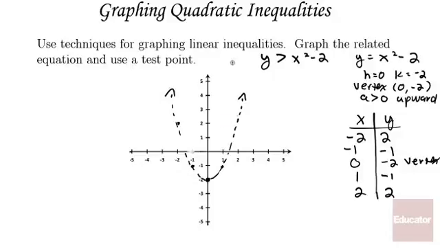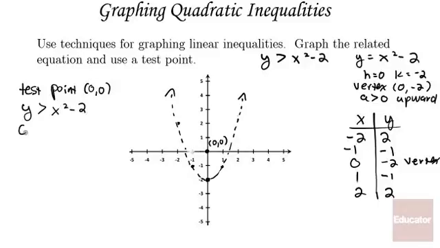Okay, so just as with linear inequalities, my first step is to graph the related equation. My second step is to use a test point. And recall that a good test point to use is, I'm going to use the test point 0, 0, because it's not near the boundary line and it's a very easy point to use. So I'm going to substitute 0, 0 into this inequality. y is greater than x squared minus 2. So 0 is greater than 0 squared minus 2. So 0 is greater than negative 2. And that is true.